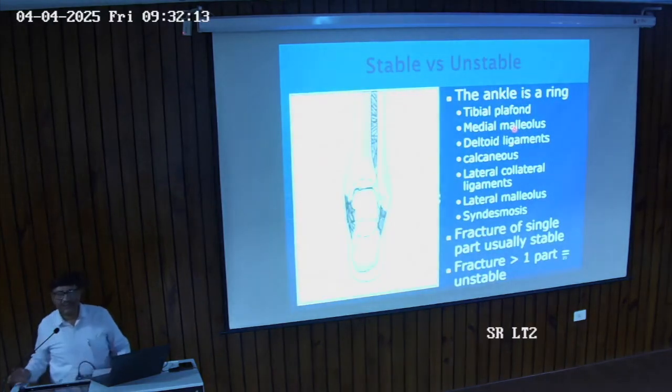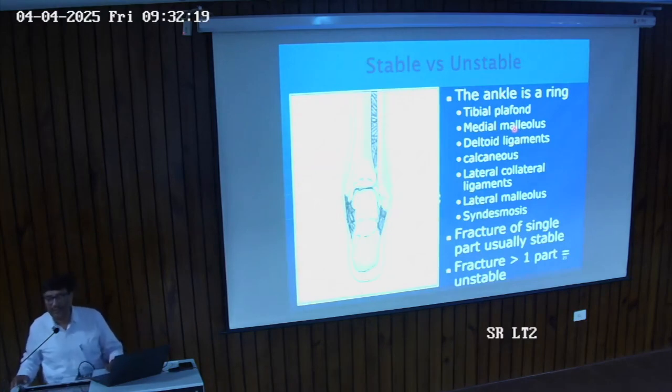Now, all these injuries, once we diagnose them on the X-rays, we have to find out whether they are stable or unstable. Why is it important?